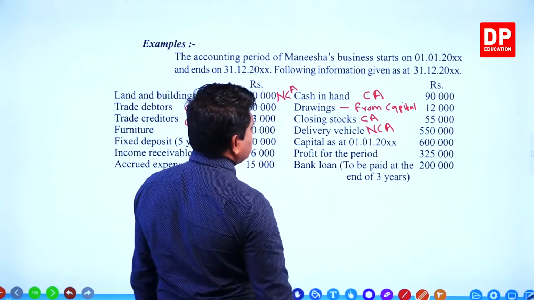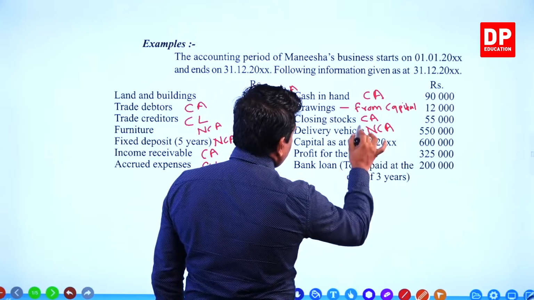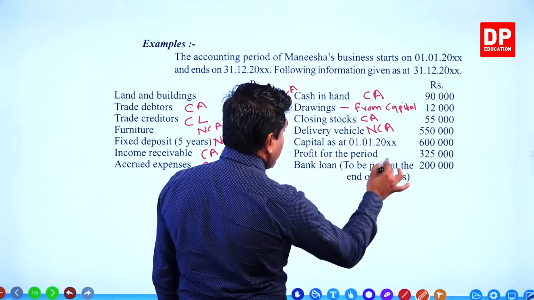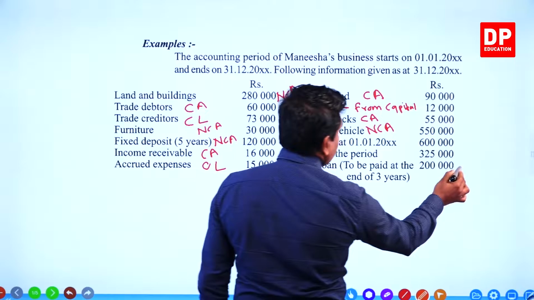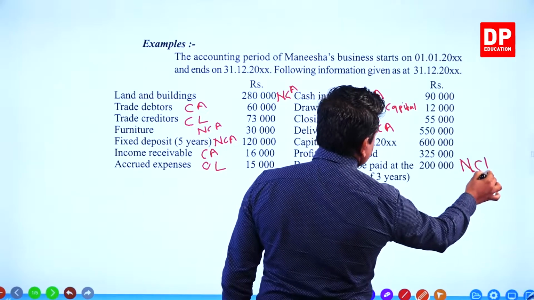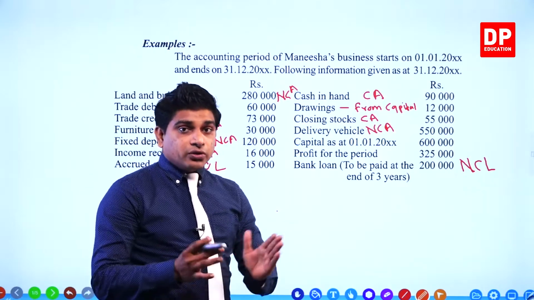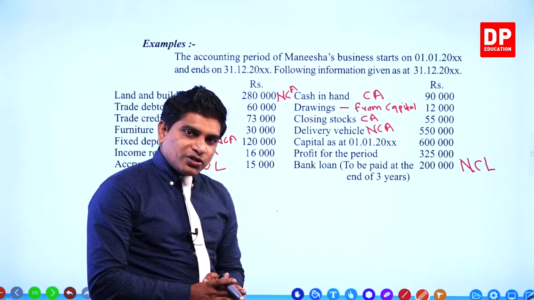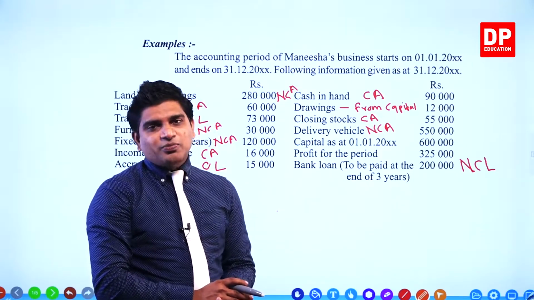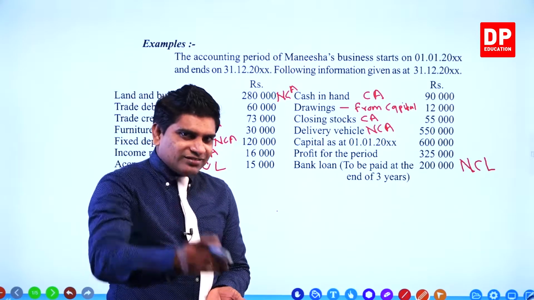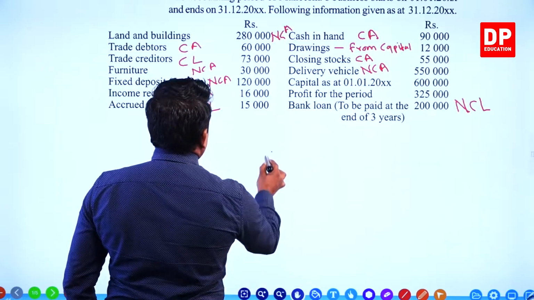Capital is capital, you know the place. Profit for the period we also put under the capital. Bank loan to be paid at the end of 3 years, non-current liability. After classifying each item, it's very easy for you to draw the statement of financial position. Using these details, we are going to prepare the statement of financial position. Are you ready? Now you can draw.